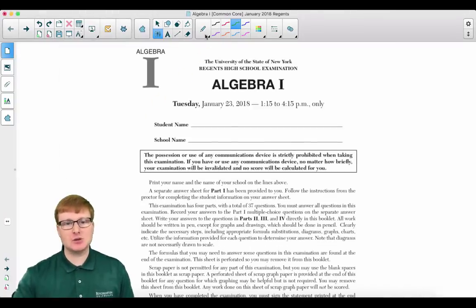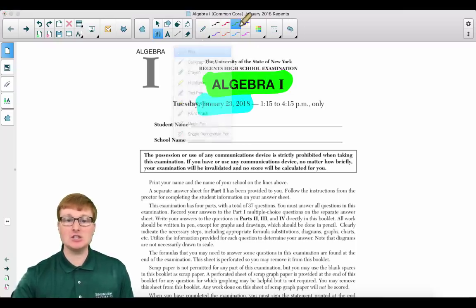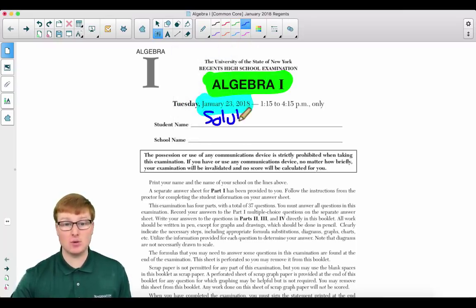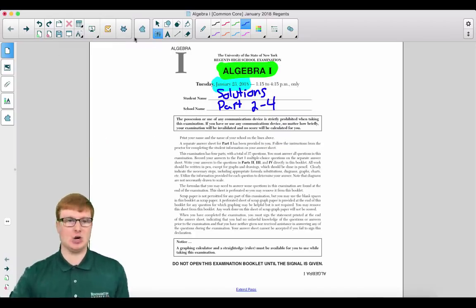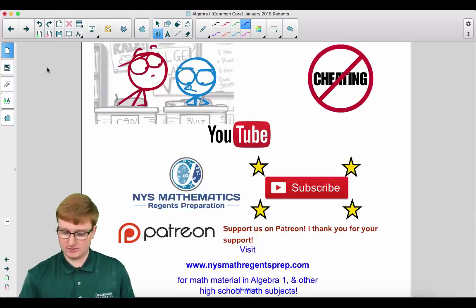This is the Algebra 1 Common Core Regents exam for January 2018. These are going to be the solutions to parts 2 through 4 of this examination. These are the open-ended response questions that require your extensive knowledge of the mathematics of algebra. So, without further ado, let's talk about a few things first.